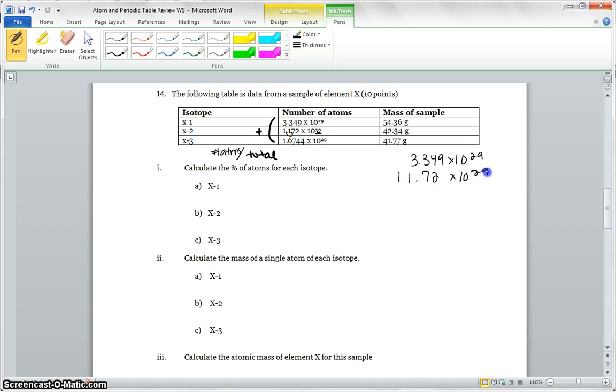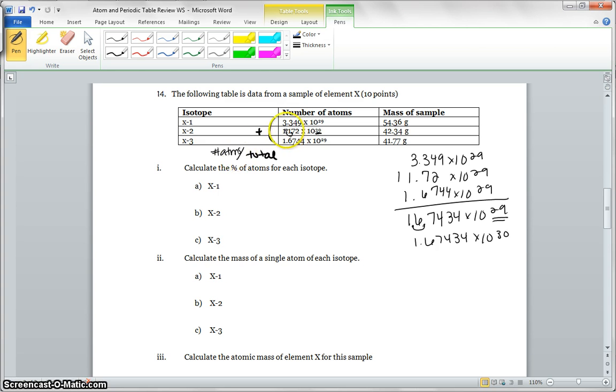Times 10 to the 29th. And then we should get 1.6744 times 10 to the 29th. So we'll add these all together, which should get us 16.7434 times 10 to the 29th. But that is not in correct scientific notation. We need to move this over 1, making 16 into 1.6. Making this smaller makes this bigger. So we should get 1.67434 times 10 to the 30th, which is a really, really big number.